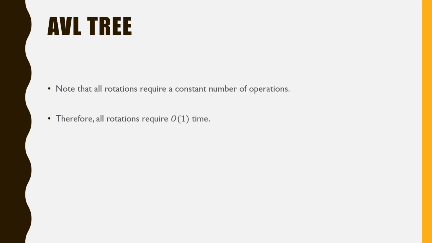It is important to observe that all 4 rebalancing operations require only a constant number of pointer adjustments, regardless of the size of the tree. As a result, all 4 functions, rotate left, rotate right, double rotate left, and double rotate right, run in constant time O(1).